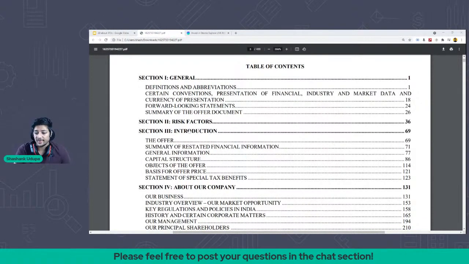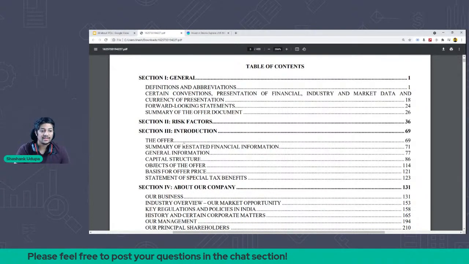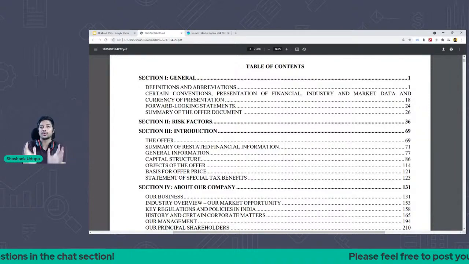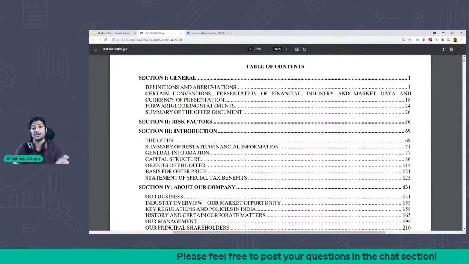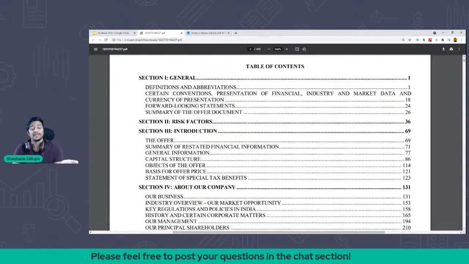So the first thing that you see, okay, awesome guys. The first thing that you see in the introduction is the offer document. So whenever an IPO comes out, they want to show what they're doing, right? How much are they raising? How much money are they raising? Is it primary or is it secondary? Is it fresh issue or is it offer for sale?